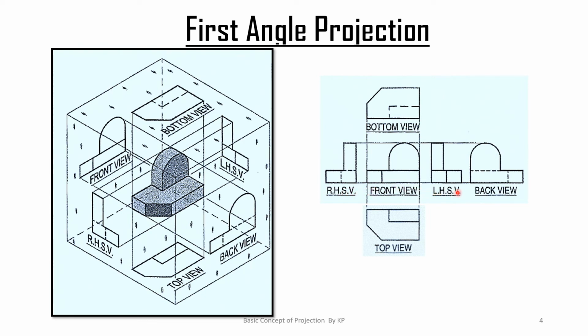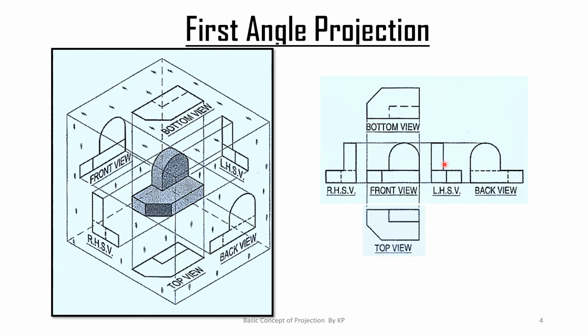Similarly LHSV is called the left hand side view. This comes out to be on the right side of the front view when we are viewing from the left side. So when we are viewing from the left side, we get a view on the right side, that is LHSV. When we are viewing from the right side, we get a view on the left side, that is called the RHSV. In all the cases, the position of the back view is always to the right of the LHSV in case of the first angle projection basically.